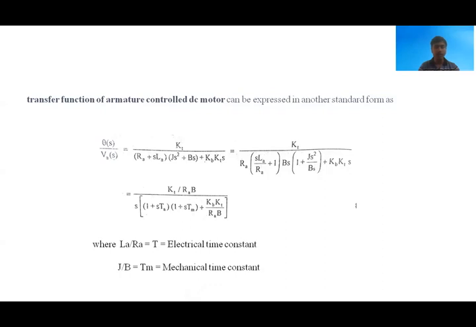Here, La by Ra is equal to Ta. That is the electrical time constant, since La and Ra components belong to electrical terms, and J and B components belong to the mechanical system, so it is a mechanical time constant. So this is the time constant form of the transfer function of armature controlled DC motor.